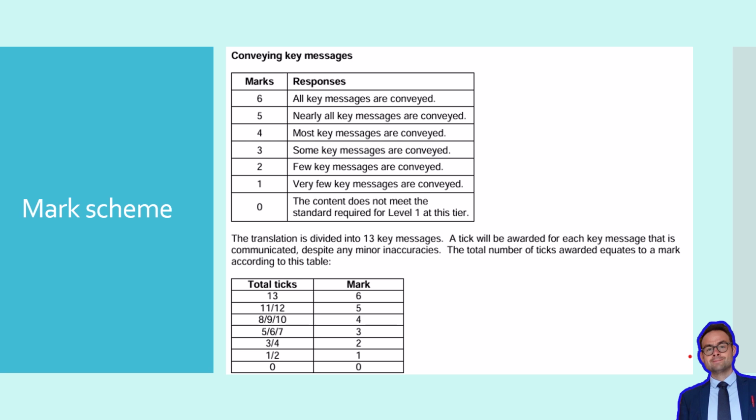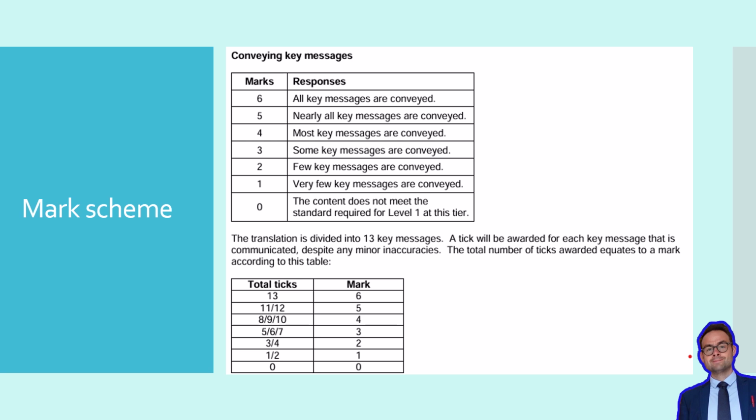So there's two different aspects to the mark scheme. Firstly, conveying key messages. That's not really that much to do with your grammar. That's just focusing on, are you conveying the key messages? You might make some spelling mistakes, you might get your articles like your der, die, das confused. But if a German person is reading it, can they still understand it? And that's what's important in terms of whether you get a 6 out of 6 for your response.